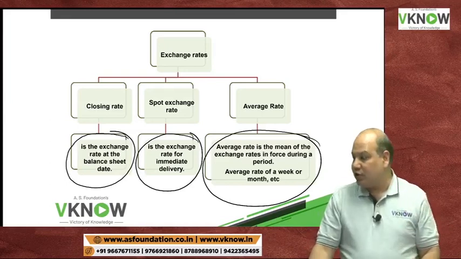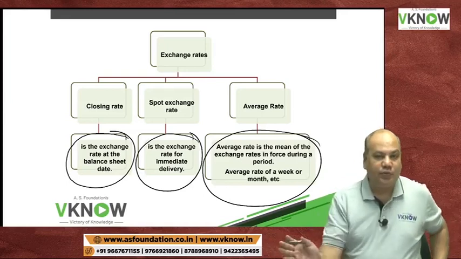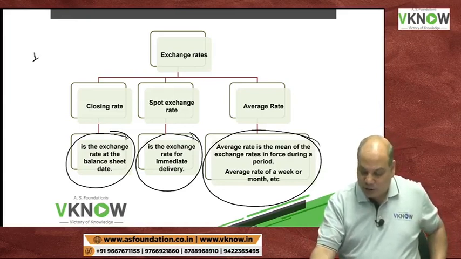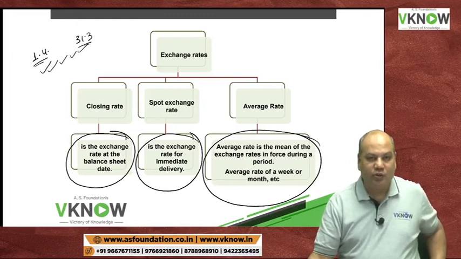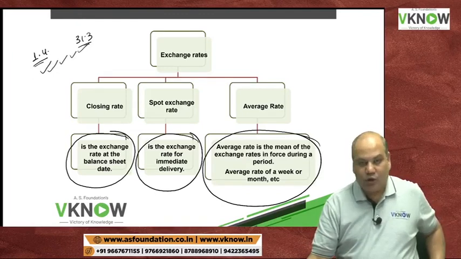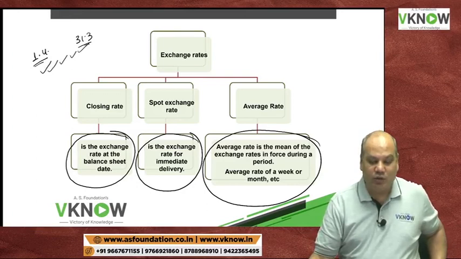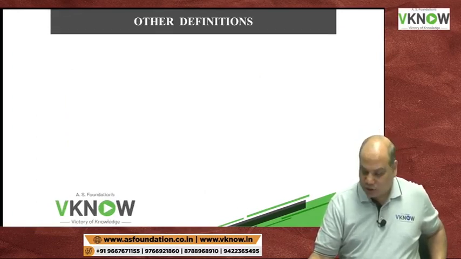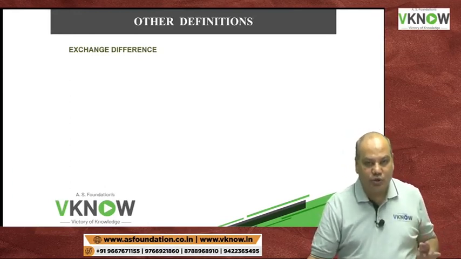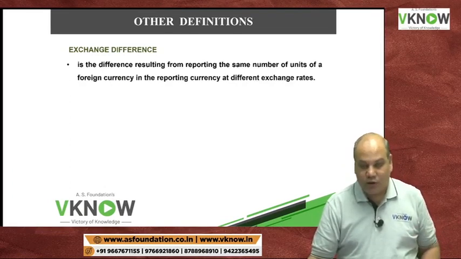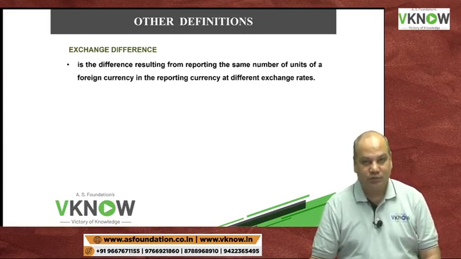The problem with exchange rate is that it keeps fluctuating. Every day, from the beginning of the year till the end of the year, the exchange rate fluctuates. And that is the challenge before a businessman and also before an accountant like you: which rate will be applied. So after discussing those three important rates, closing rate, spot rate, average rate, now let us come to the next point called exchange difference.